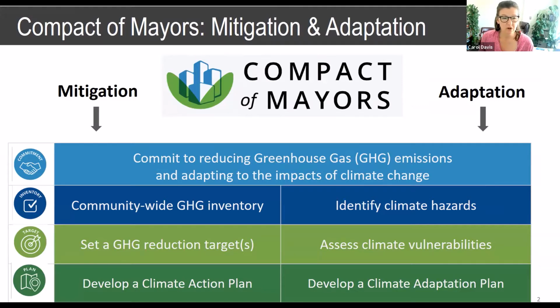We've been largely working on the mitigation side of the ledger, which mitigation really means what strategies can you employ as a community or as an organization or as an individual to reduce your greenhouse gas emissions. And we've been working on that going back to 2006, 2007.